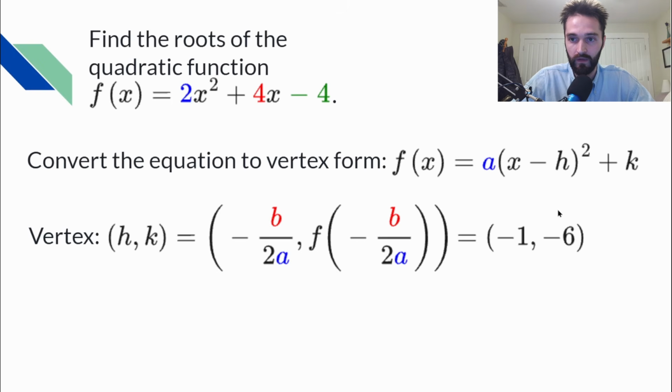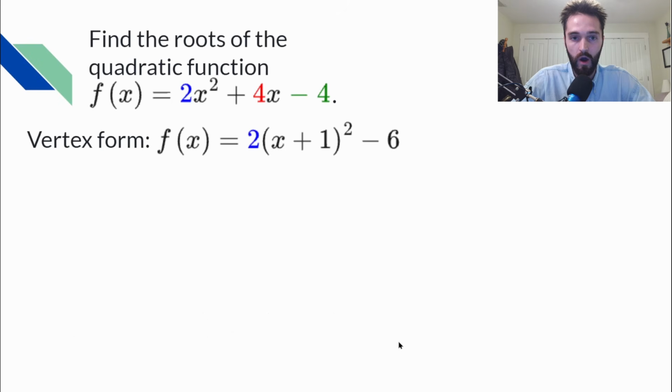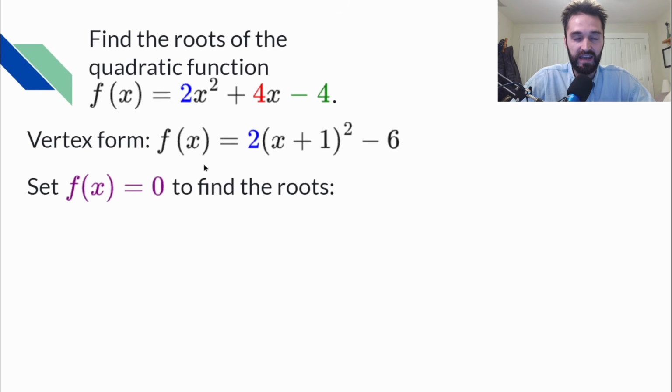Okay? So let's plug negative 1 in for h, and we get x minus negative 1 in parentheses, so that turns into x plus 1. And then we plug a negative 6 in for k, that gives us minus 6. Okay? So we got the equation in the form that we wanted. And now, when we set f of x equal to 0 to find the roots, the equation is straightforward to solve. Okay? We have 0 equals 2 times x plus 1 squared minus 6.